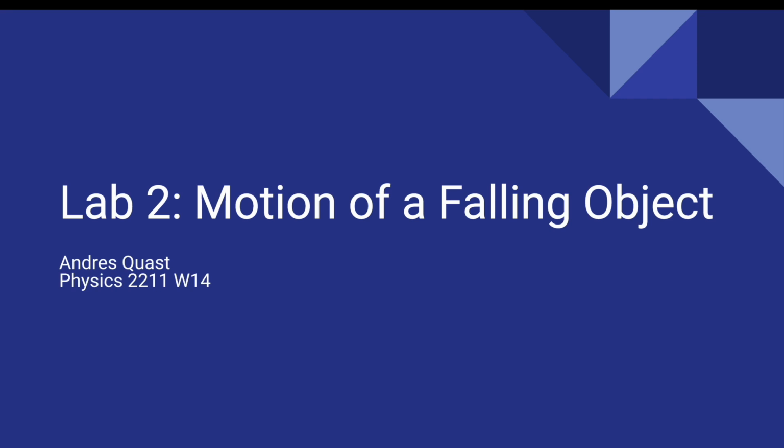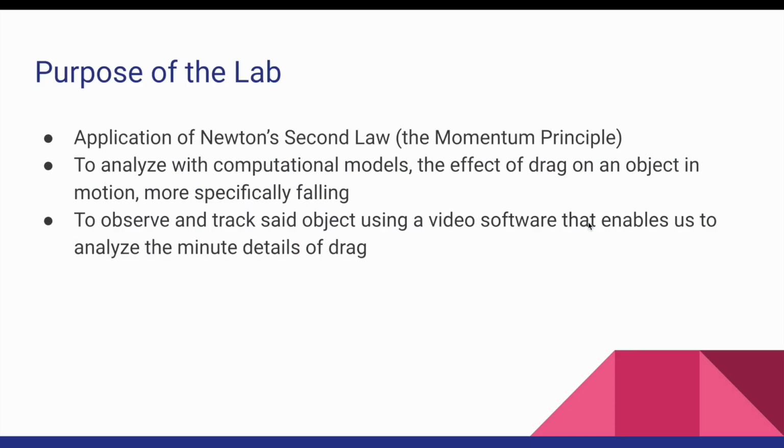Today, I'll be talking about Lab 2, Motion of a Falling Object. The purpose of this lab was to apply Newton's second law, the momentum principle, and to analyze, using computational models, the effect of drag on an object in motion, more specifically falling. To observe and track said object using a software that enables us to analyze the minute details of drag.